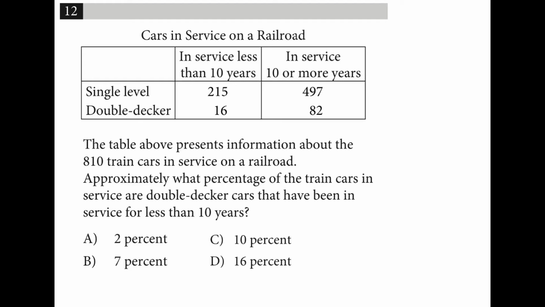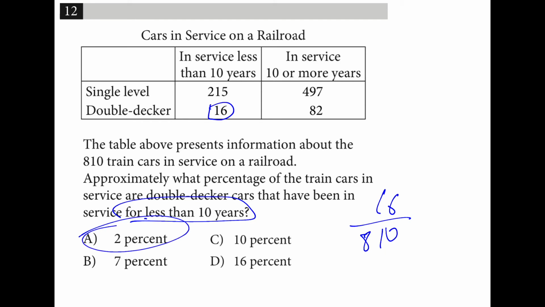Approximately what percentage of the train cars in service are double-deckers that have been in service for less than 10 years? So that is 16 out of all the cars. If you add them all together, you get 810, which is just around 2%.